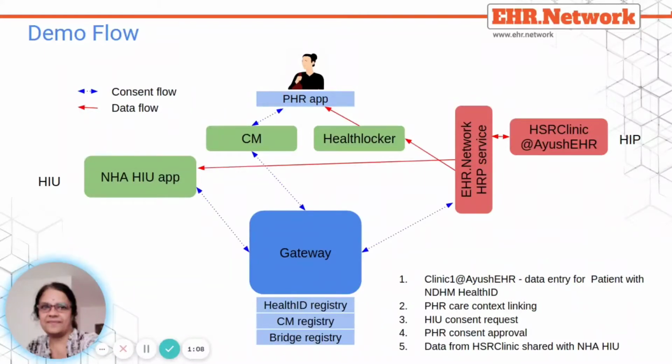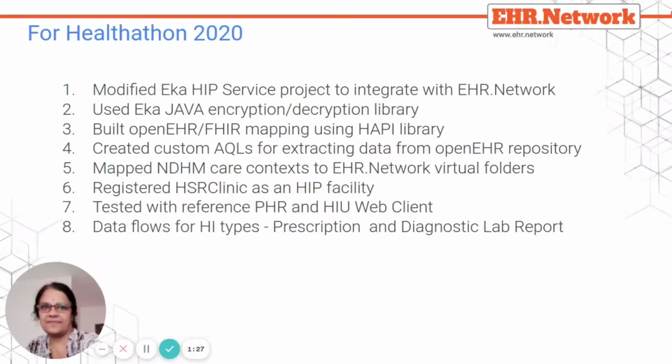Health information will be generated. The care context will be linked using the PHR application. A consent request will be generated at the HIU application. It will be approved at the PHR application, and the data now generated at the HSR Clinic will be available to the HIU application. For Healthathon 2020, we have done the following.